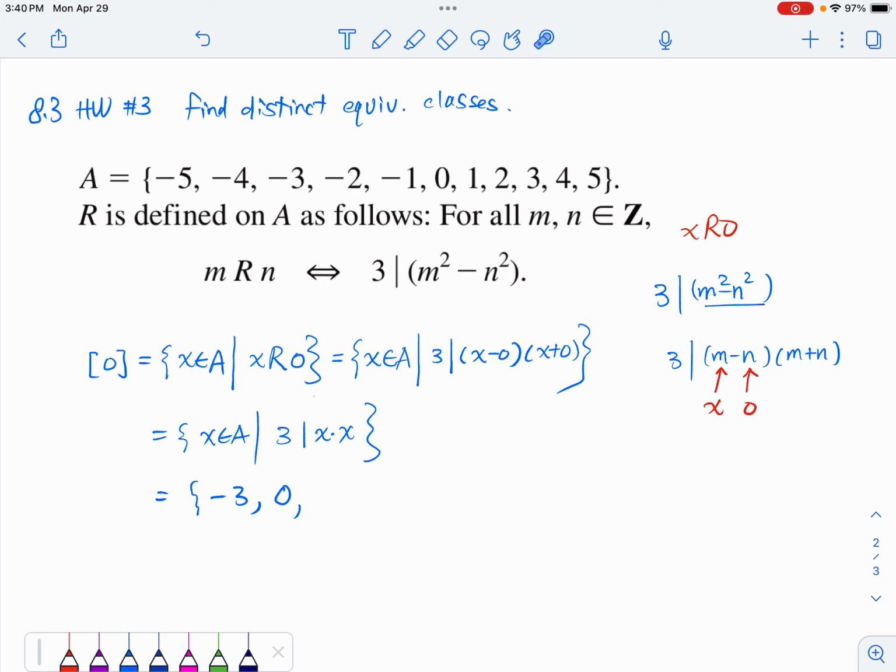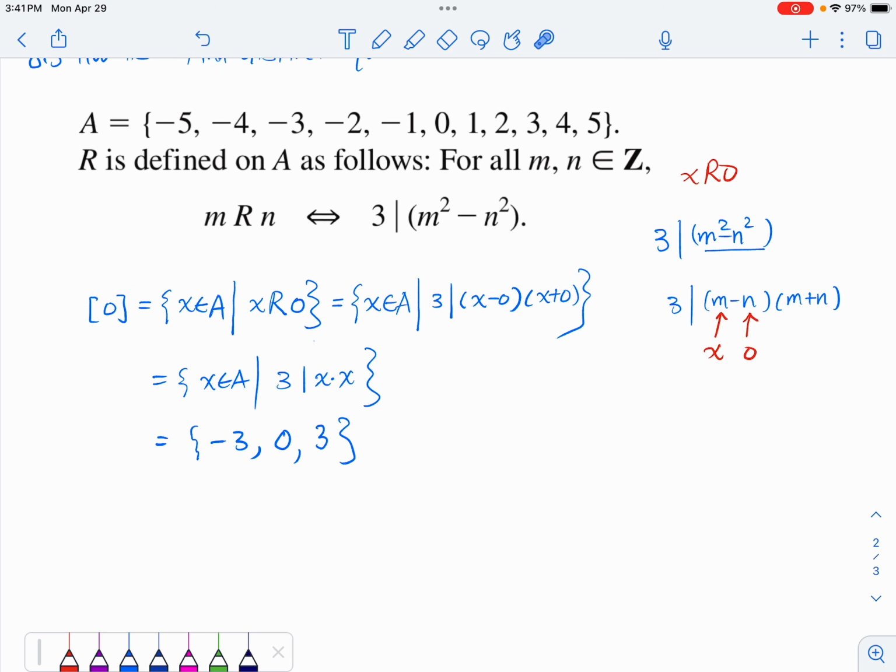And quickly, the next one is 3. 3 does divide 3 times 3. So any elements that satisfy this condition will be in this class 0. Now, this is the first class, right? This is the first class. And let me pick another one. I'll begin with 1.